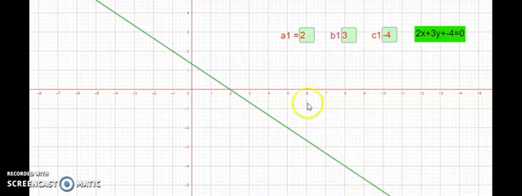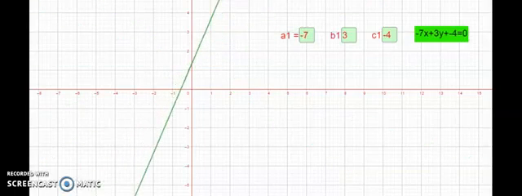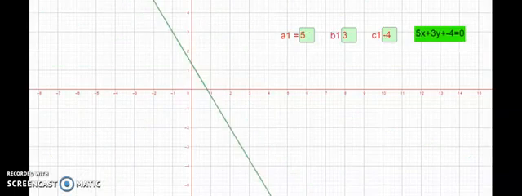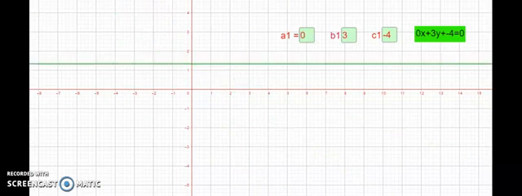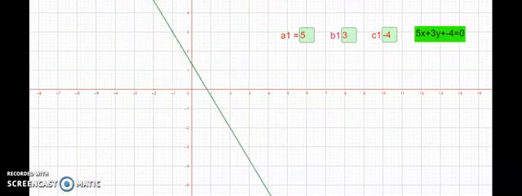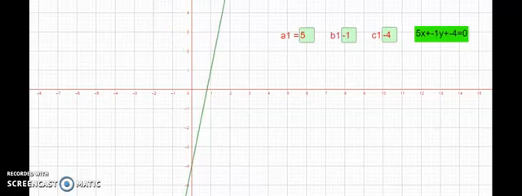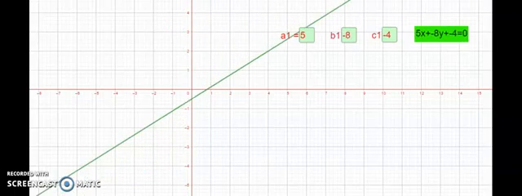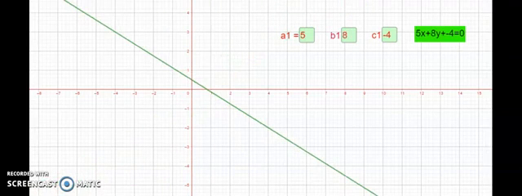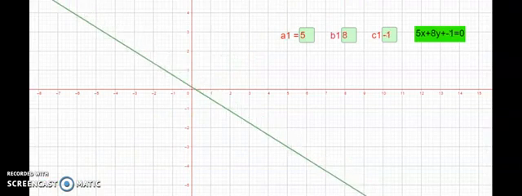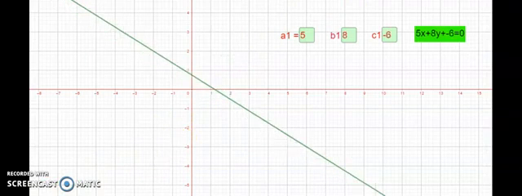C1 is minus 4. Let us try to change the values of a1, b1 and c1 and observe the change in the line. You can see the values of a1 are changed now and you can see the corresponding change in the straight line. As we are dealing with the pair of linear equations, let us consider one more linear equation.